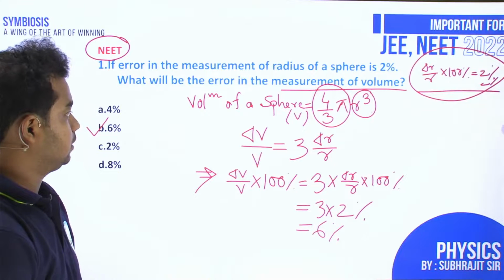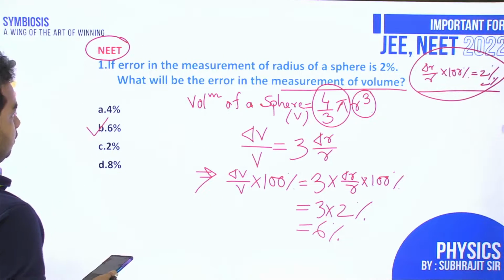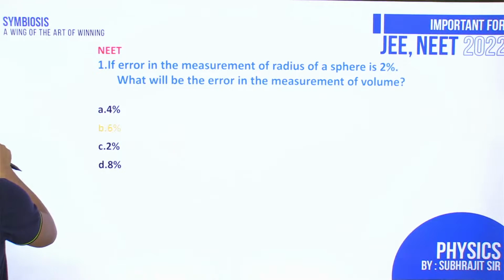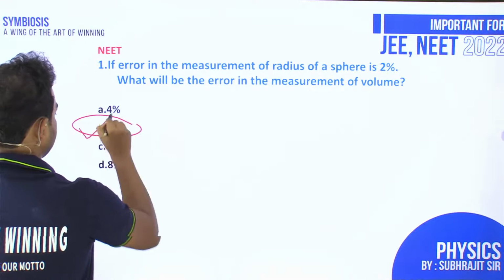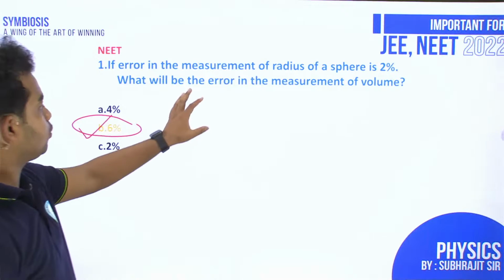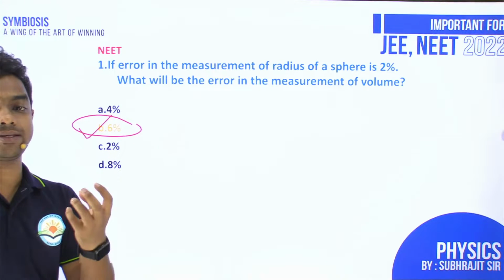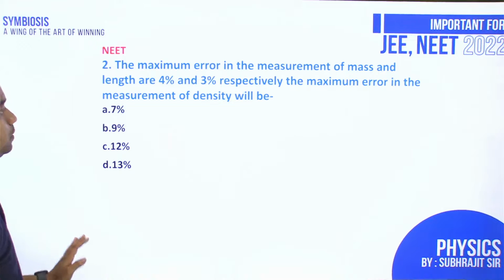You can take the screenshot of it. So the answer is option number B. The error in the measurement of volume is equal to 6%. Okay, next question number 2.